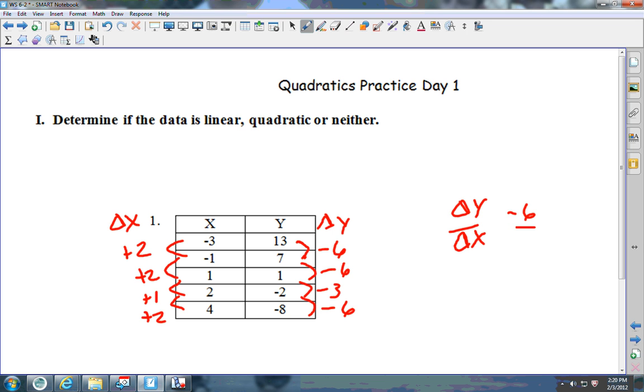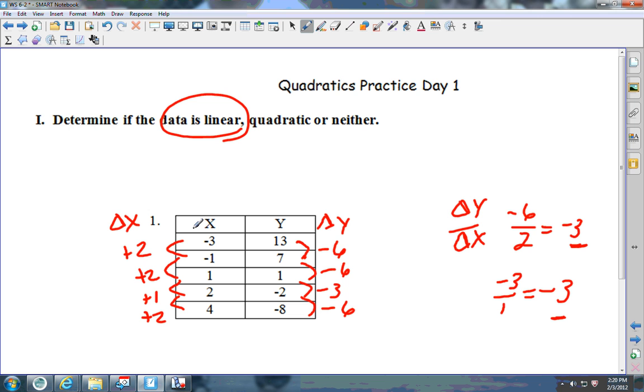So now I have the change in y over the change in x. This is -6/2, which is -3. The only other one that's different is -3/1, which is -3. Whoops, that's a 2. Let's write the same thing. Here we go, -3. Since these are the same, that means that it is linear.